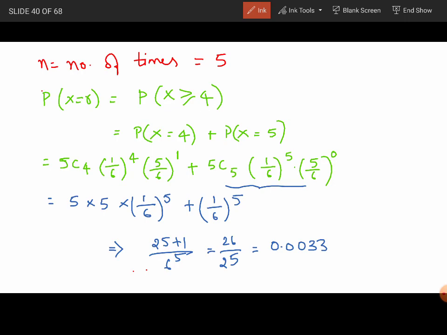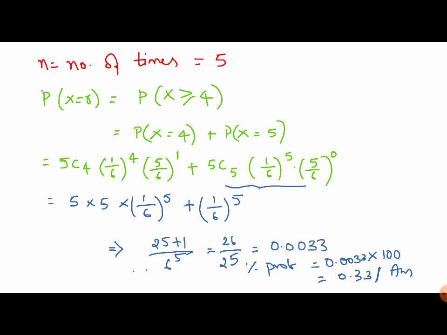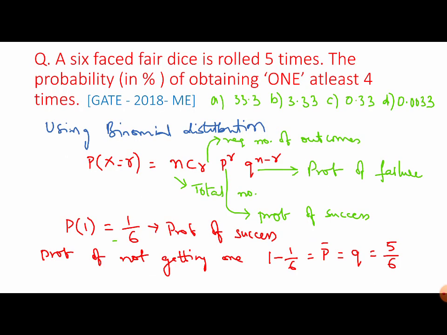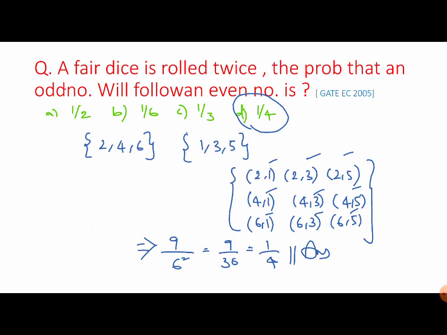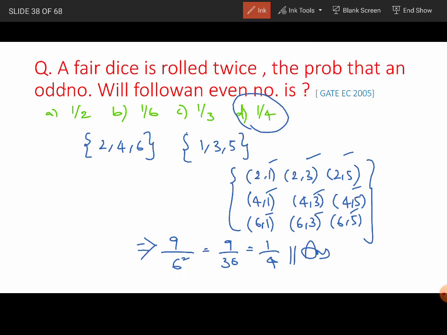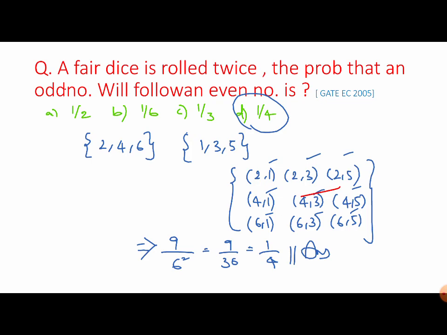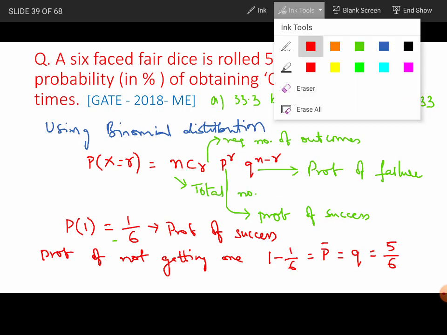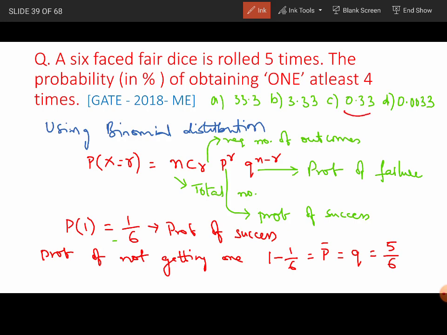Now in the question the probability in percentage is asked. So therefore probability in percentage is equal to 0.0033 into 100, which is equal to 0.33. 0.33 is the answer. So C is the answer.